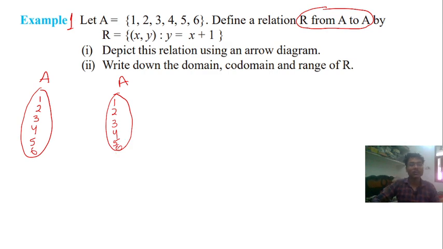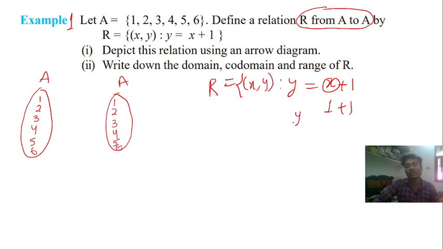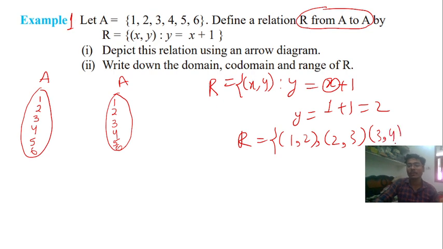They are saying a relation such that x comma y, where y comes from x plus 1. If we assume x to be 1, then 1 plus 1, y will be 2. So our relation will have 1 comma 2. If we put 2, we get 3. If we put 3, we get 4. If we put 4, we get 5. If we put 5, we get 6. And if we put 6, we get 7, and 7 is not in the image portion in set A.